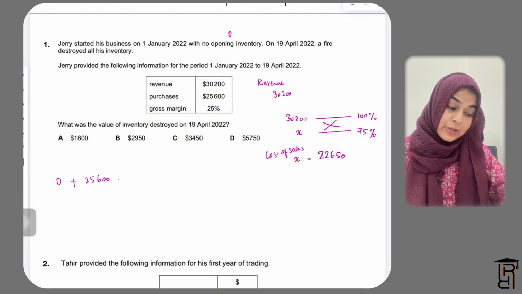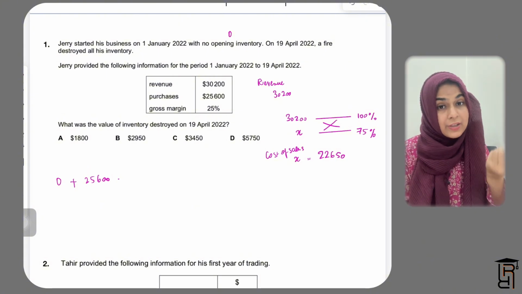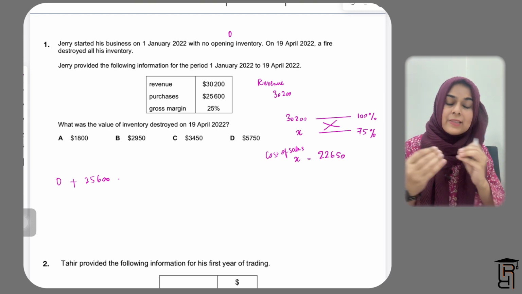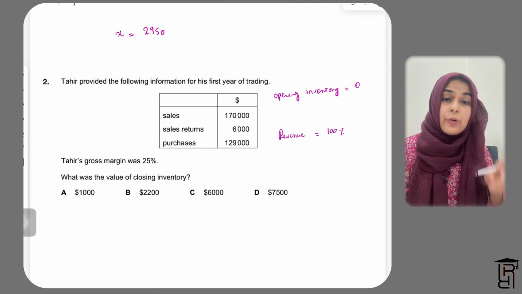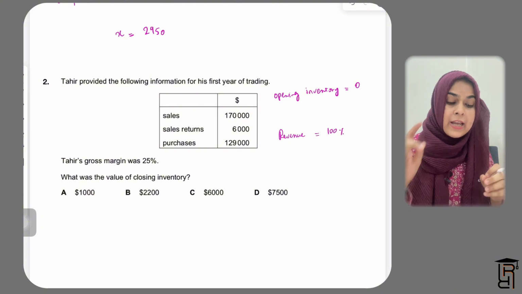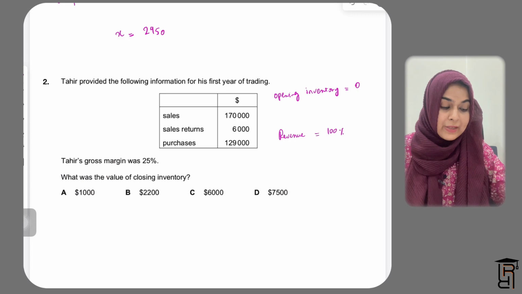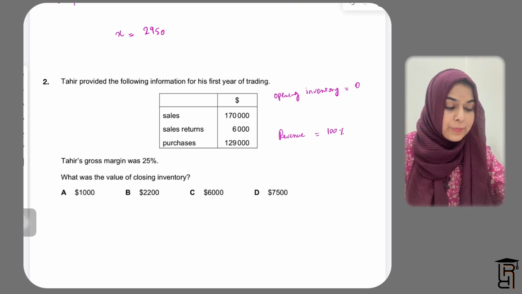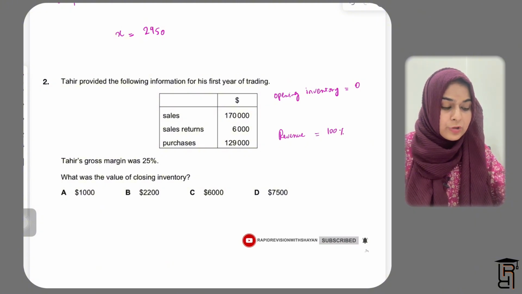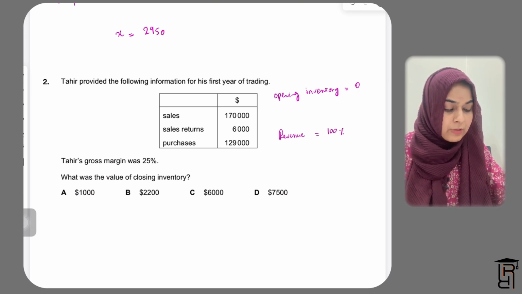I told you guys that whenever margin is given, revenue is 100%, and here we have sales returns also. Whenever sales returns are there, net revenue is important. Net revenue is also called net sales. So net sales is 100%. Net sales is going to be 170,000 minus 6,000, which will come out to be 164,000, and 164,000 is going to be 100%.